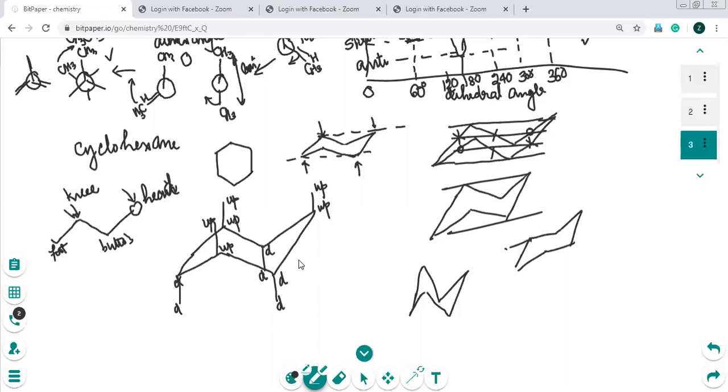Okay. Now suppose this is the plane of the ring. See, the cyclohexane we have kept in a plane perpendicular to the plane of the board. Let me make the model and show it to you. Otherwise, it will be very difficult to understand.